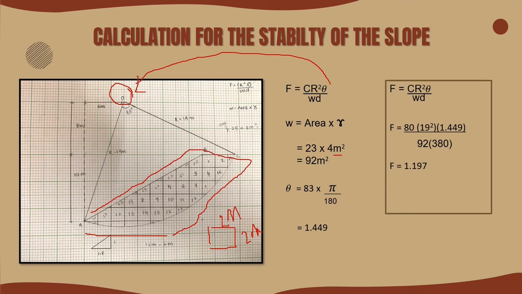Seterusnya, untuk mendapati nilai theta 83 ini, kami menggunakan 83 didarabkan dengan pi per 180. Kami mendapati nilai sebanyak 1.449.